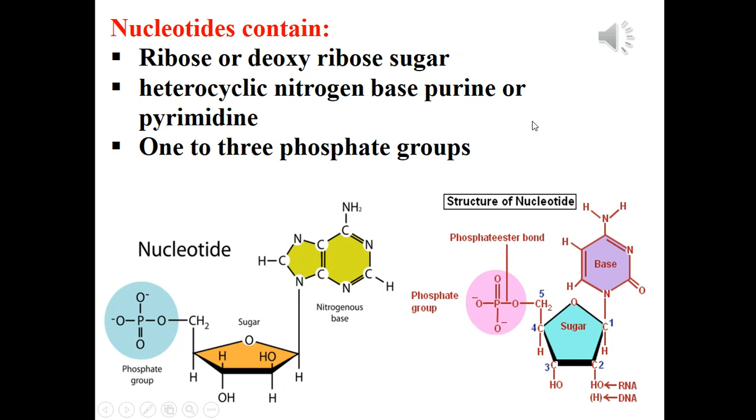Nucleotides contain ribose or deoxyribose sugar, a heterocyclic nitrogenous base, purine or pyrimidine, and one to three phosphate groups. It means either monophosphate, diphosphate, or triphosphate. In the general structure of a nucleotide, the nitrogenous base is linked with the sugar by an N-glycosidic linkage, and the sugar binds with the phosphate by an ester linkage.